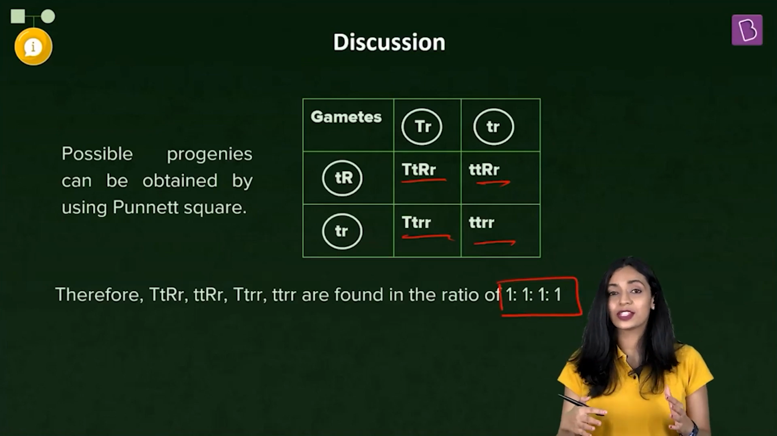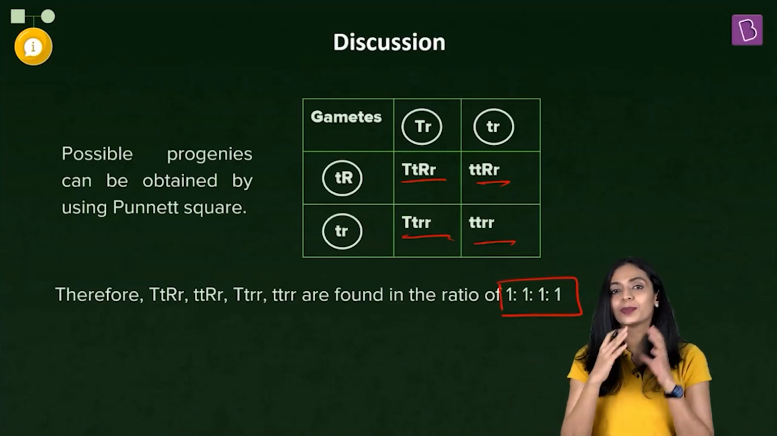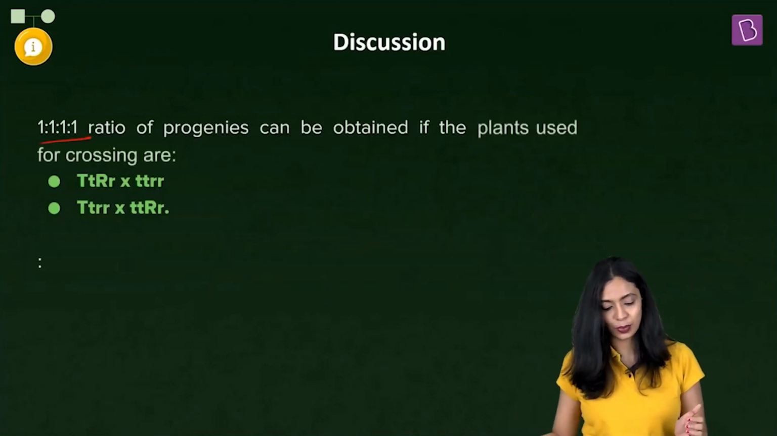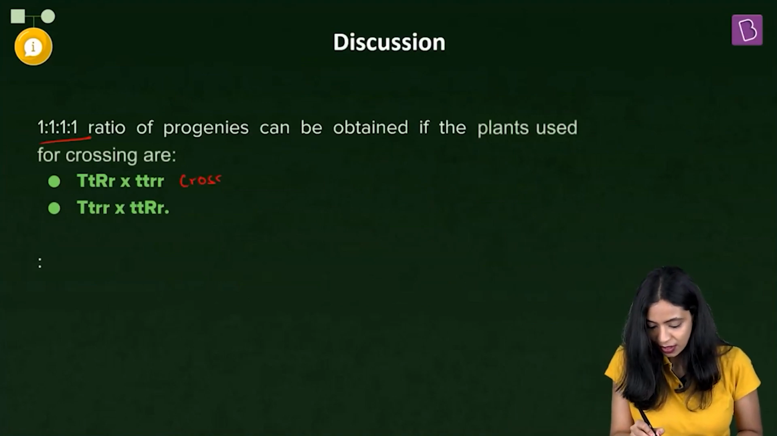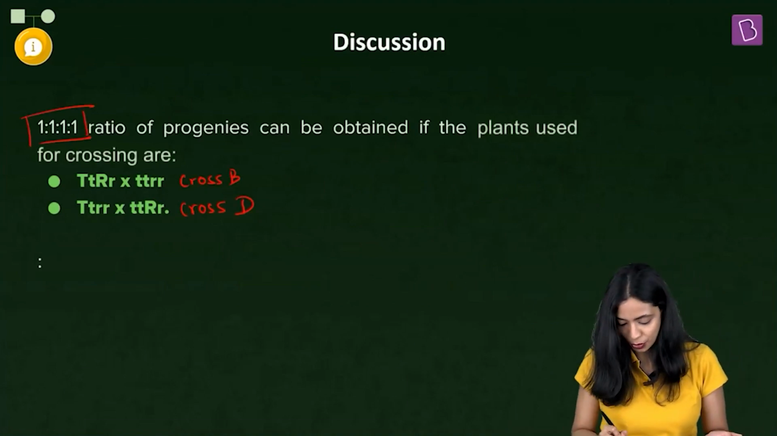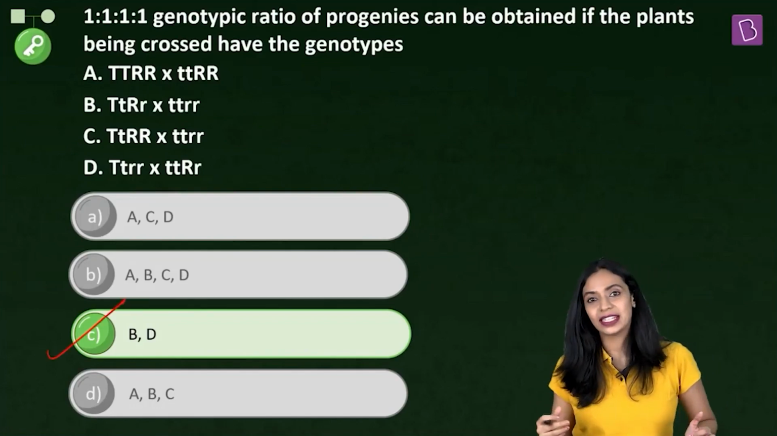Okay, so in this question we were asked which of the 4 given crosses will produce a progeny that will have the genotypic ratio of 1:1:1:1. So it is the second cross, cross B, and the last cross, cross D, which gave us this particular genotypic ratio. So the correct answer to this question is option C, B and D.